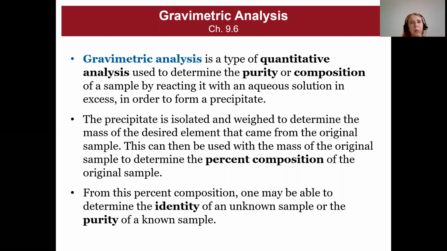So I'm going to start with gravimetric analysis. Gravimetric analysis is a type of quantitative analysis used to determine the purity or composition of a sample by reacting it with an aqueous solution in excess in order to form a precipitate. The precipitate is isolated and weighed to determine the mass of the desired element that came from the original sample.